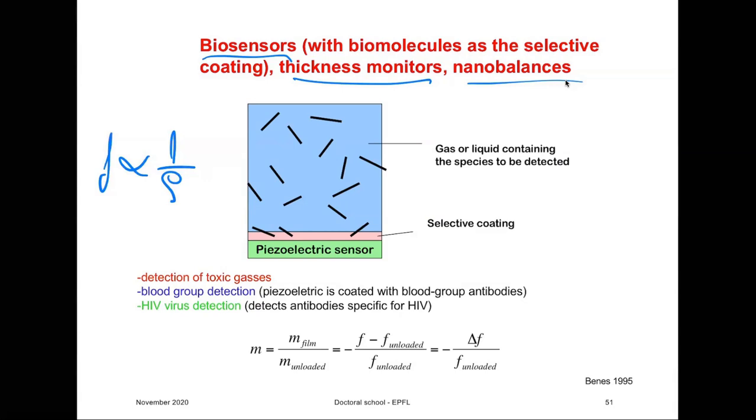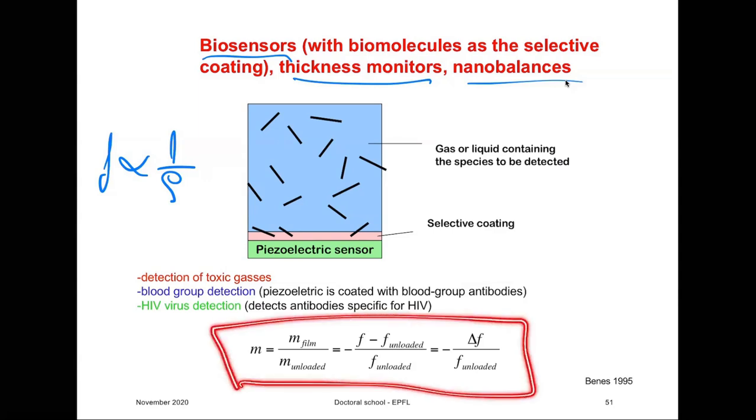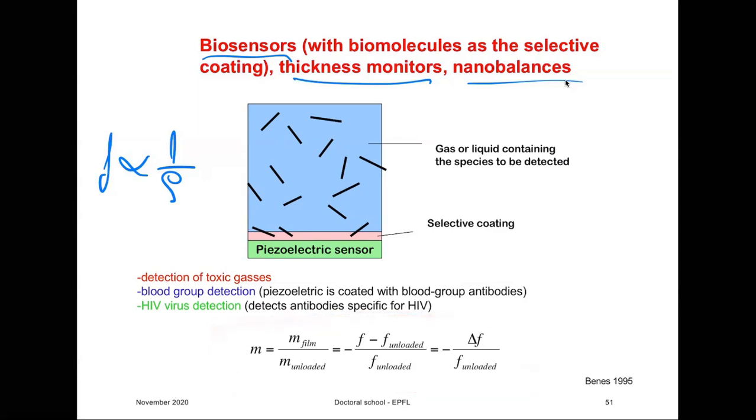and this shift of the frequency, if you know what you are depositing, can be related to the mass of the species that you are depositing. This can be quantitative or qualitative. You just want to detect certain species, or you want to also determine their amount.